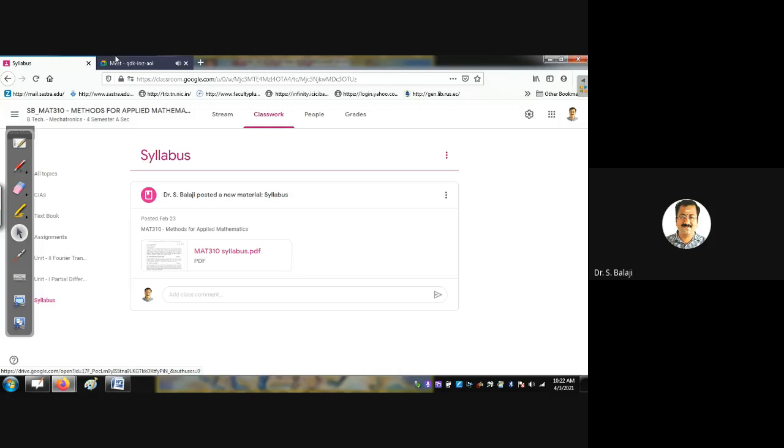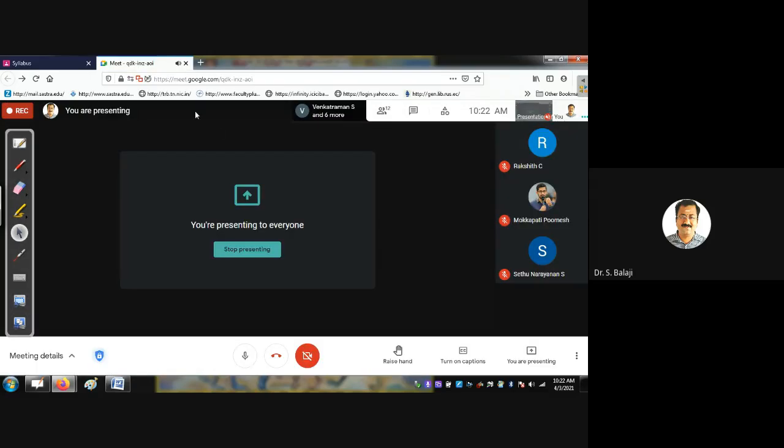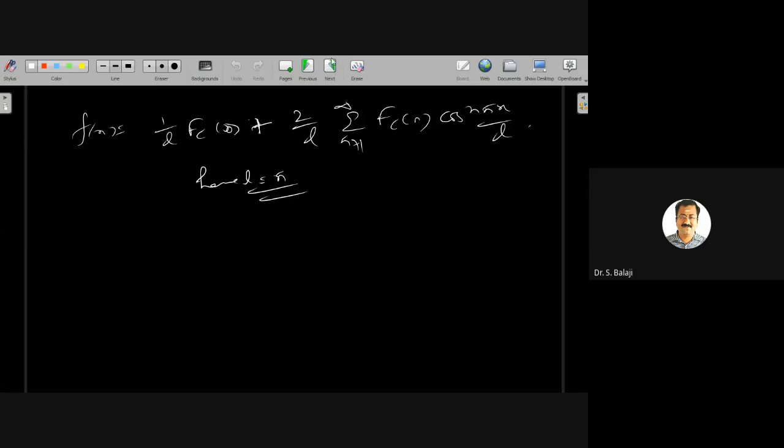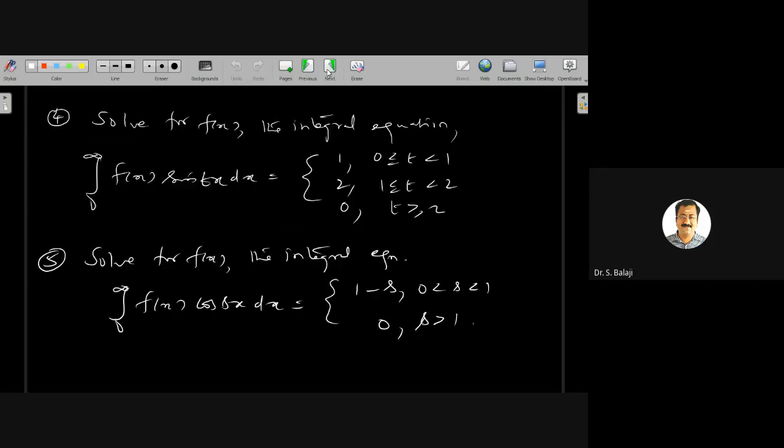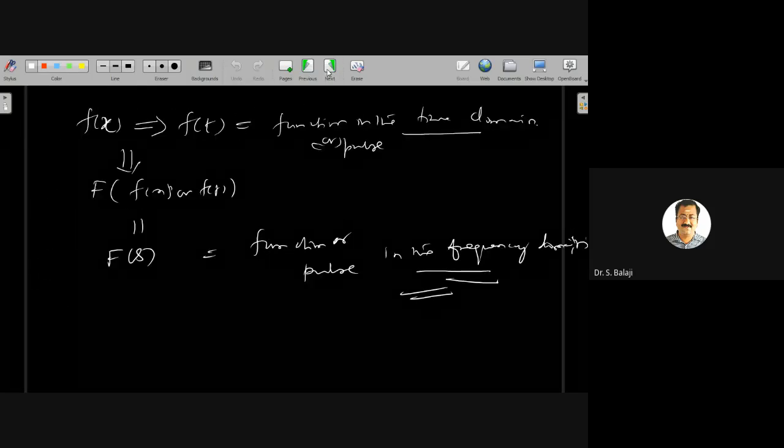And before that, I will give some additional problems in the Fourier transform, Fourier sine and cosine transform, and finite Fourier cosine transform. You can note it down here. I take it as assignment number 2. And before that, I will also discuss some ideas in the Fourier transform here.